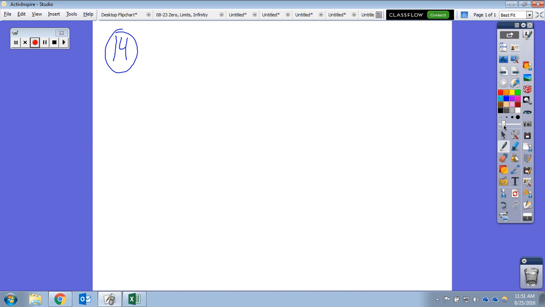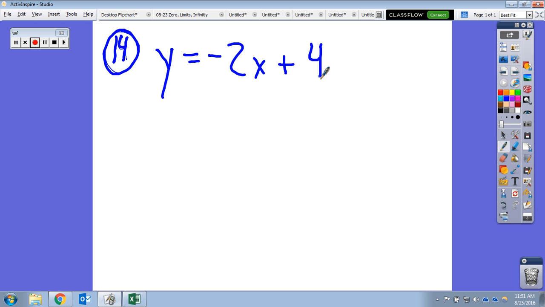Okay, what does 14 say? What is the slope and y-intercept of y equals negative 2x plus 4? Y equals negative 2x plus 4. Does anyone know what form this fits here? This one. Good. Y equals mx plus b.